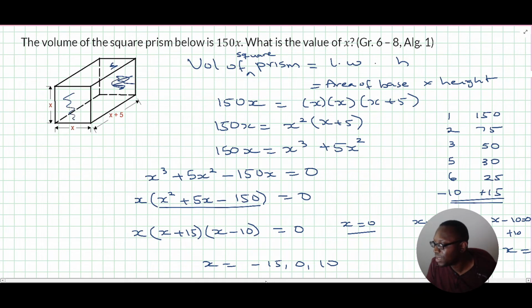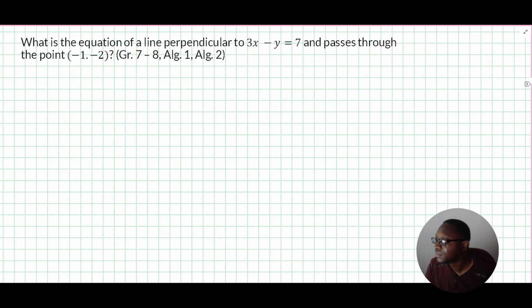Length cannot be 0 and it cannot be negative, so you're going to choose the only positive value. So therefore, x here is equal to 10. So that's your answer for this question. Let's try a few more questions, and then we'll go to our quizzes.